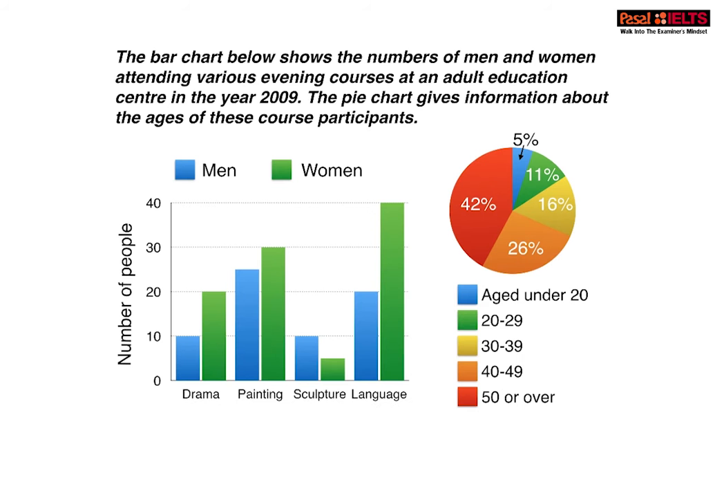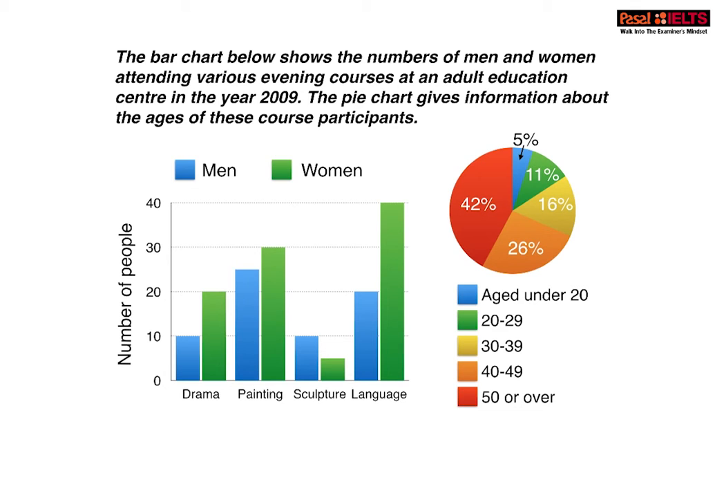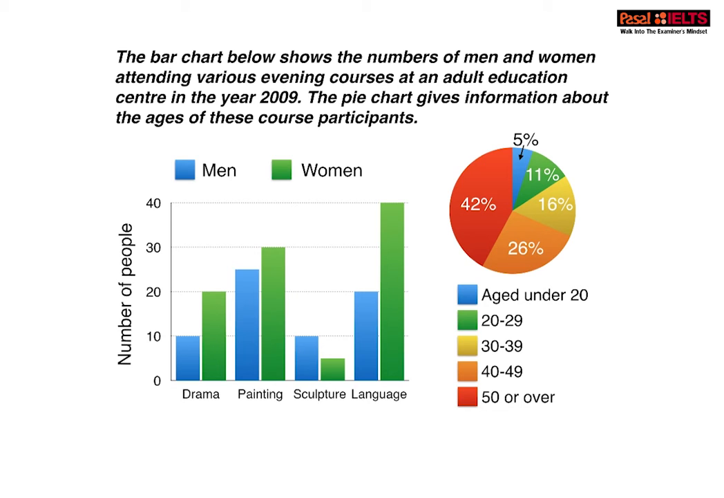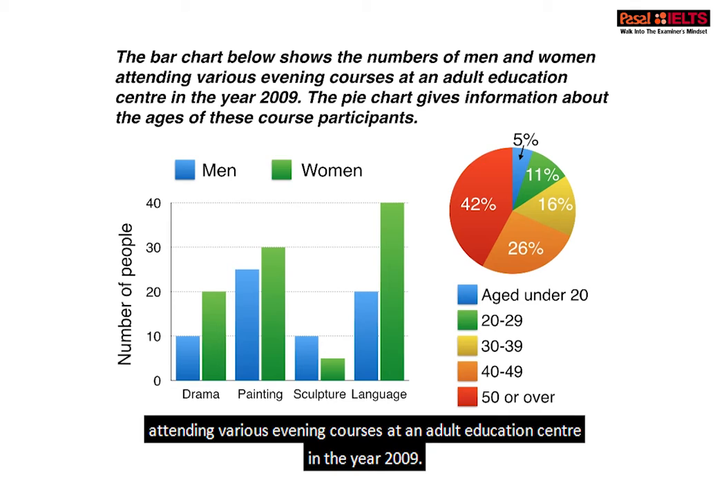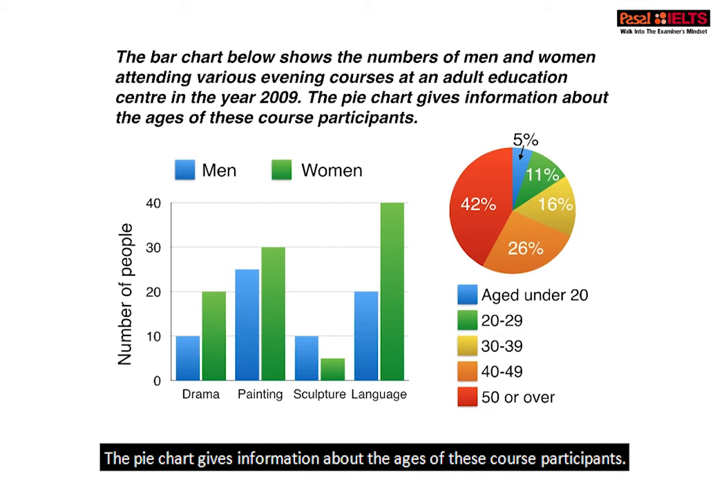Here's the question. You can see that there's a bar chart on the left and a pie chart on the right. Let's read the question at the top together. The bar chart below shows the numbers of men and women attending various evening courses at an adult education centre in the year 2009. The pie chart gives information about the ages of these course participants.